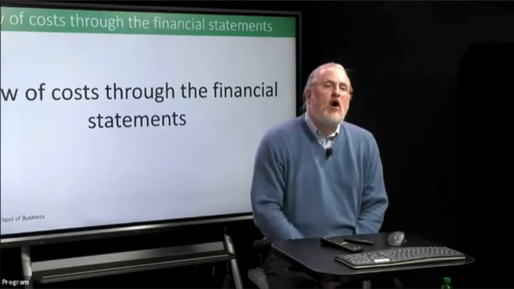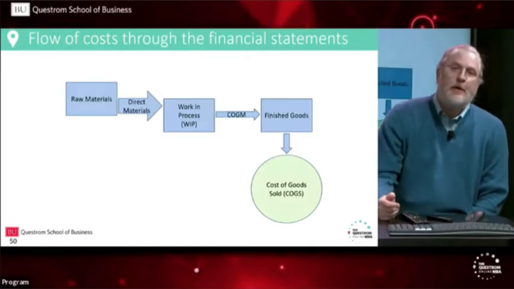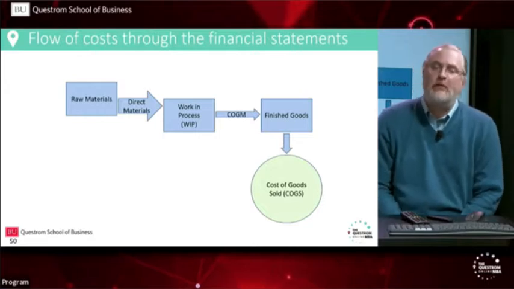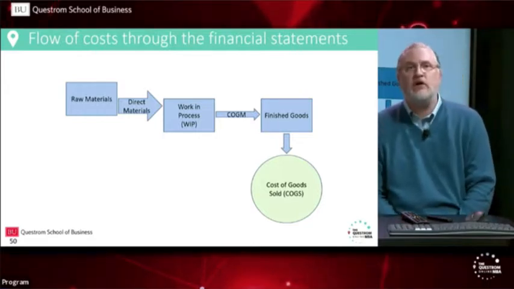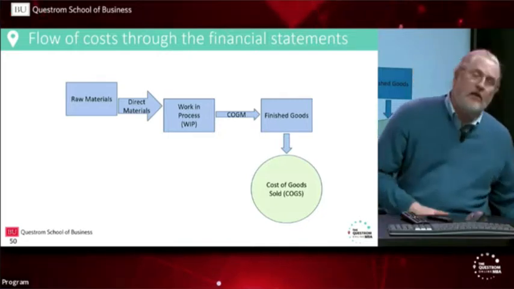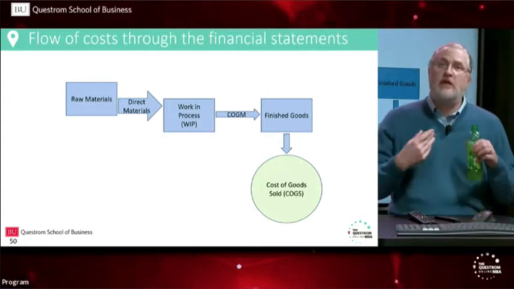I want to talk about how costs flow through the financial statements. That's actually important from an accounting perspective. And what we have here are 3 blue boxes. And these 3 blue boxes at the top, labeled raw materials, work in process, and finished goods, are inventory. And they're really inventory accounts on the balance sheet, but they correspond perfectly with inventory locations in an organization.